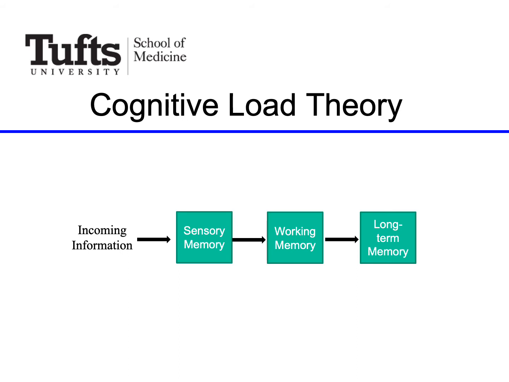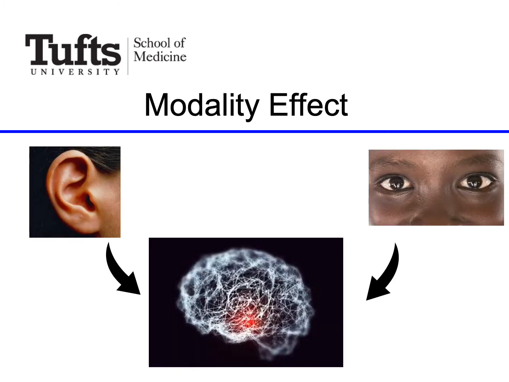There are several concepts in cognitive load theory that are helpful to teaching. These are the modality effect, the limitations of working memory, and schema formation. The first is the modality effect, meaning that we can get sensory information into working memory through two modes or modalities: auditory, or listening, and visual. When I say multimedia, I mean the use of these two modalities, words and pictures.